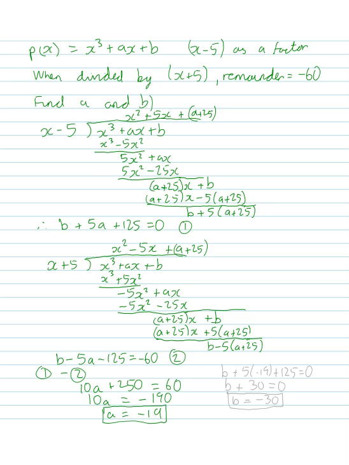Now that I've found my value for a, I can sub back in to find b. I'm just going to sub that back into number 1 because it seems easier. And I've got b plus 5 lots of negative 19 plus 125 equals 0. 5 times negative 19, that's negative 95. So that is b plus 30 equals 0, and b equals negative 30. And there are your two values of a and b. And it's all done.